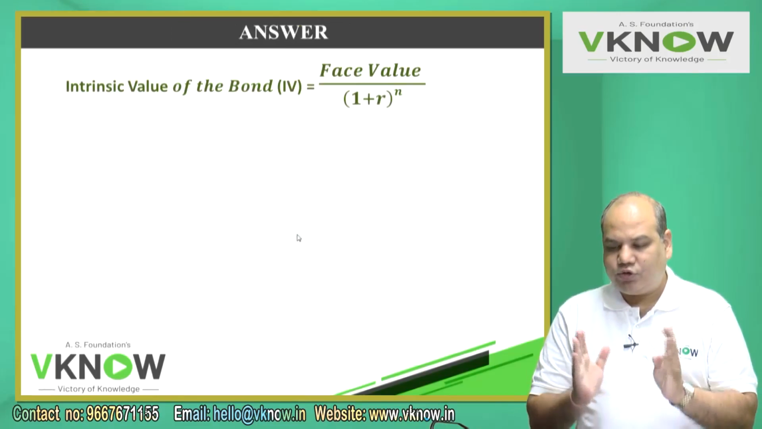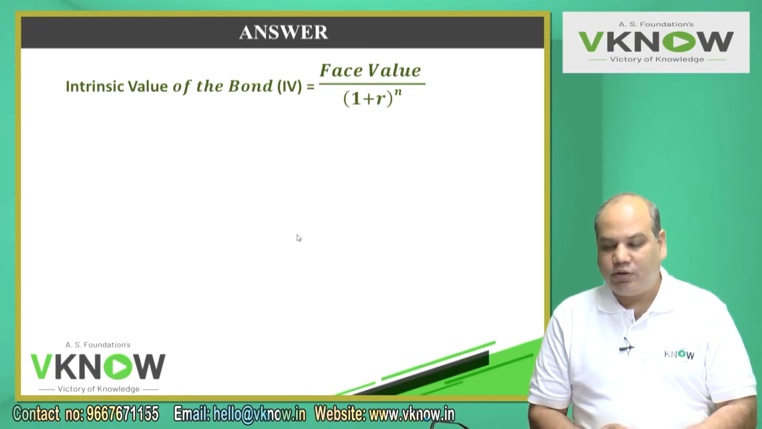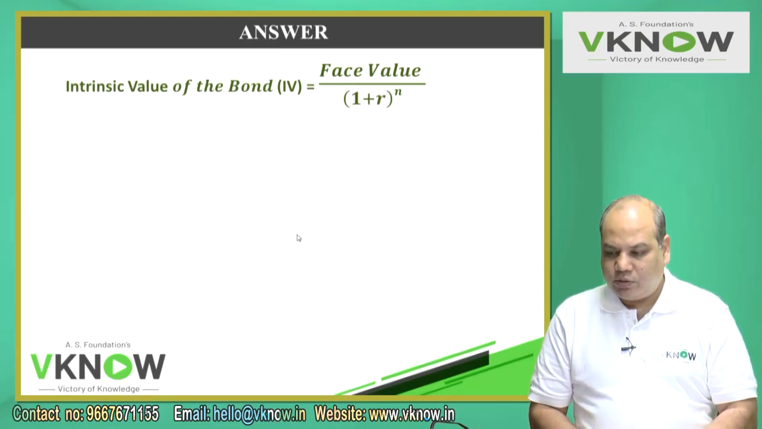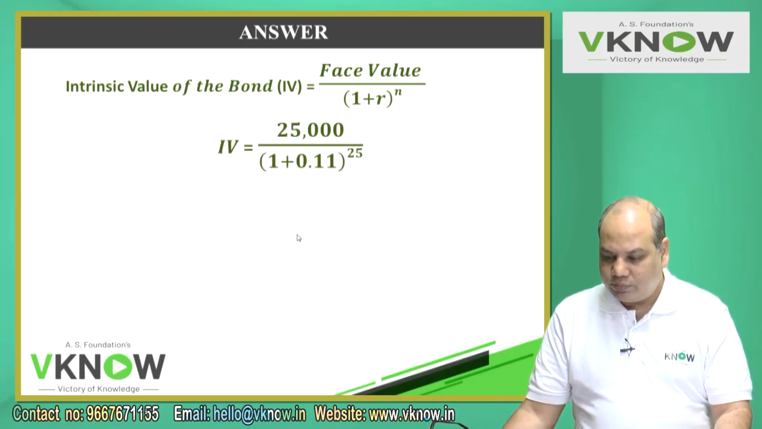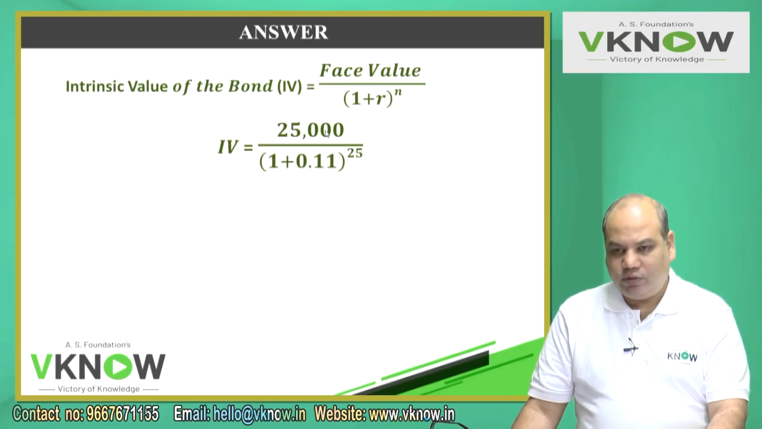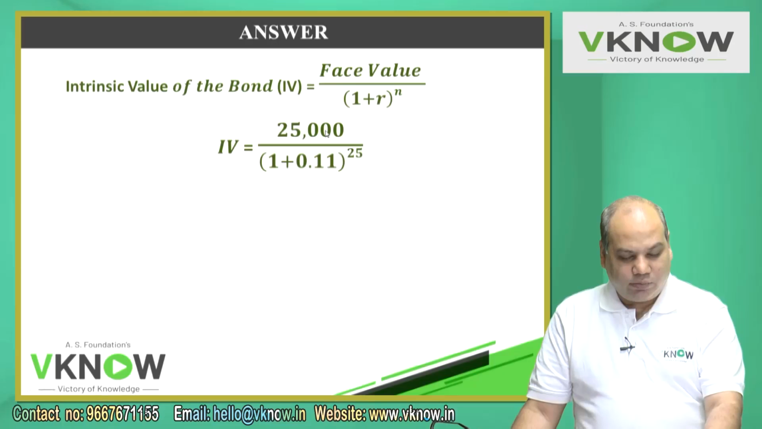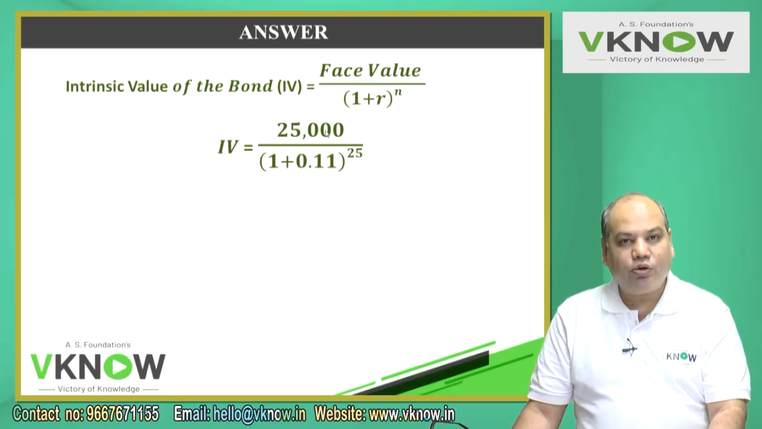So dear student, first write intrinsic value of the bond, IV. Intrinsic value of the bond is equal to face value upon 1 plus R to the power n. What you want to pay is called intrinsic value. So intrinsic value is equal to 25,000 divided by 1 plus 0.11 to the power 25. This you can get on your calculator. Type 25,000 and divide by 1.11, press equal to 25 times.